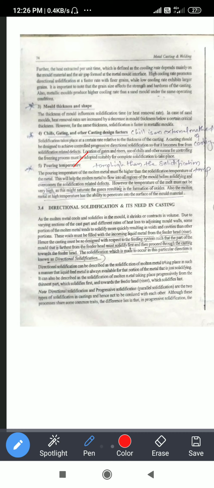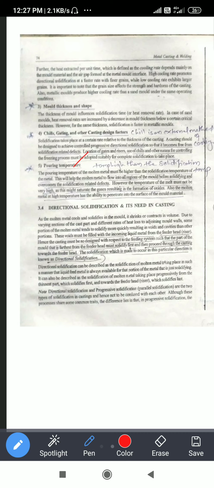These voids must be filled with incoming liquid metal from a feeder head, which is called a riser. In the previous class I also told you what the riser does. It works like a reservoir as well as a feeder. Where the shrinkage is occurring, where the size of that particular cavity in which solidification is occurring is to be reduced, the extra liquid material is passed over from the reservoir. So it also works like a feeder during the shrinkage of the molten metal.